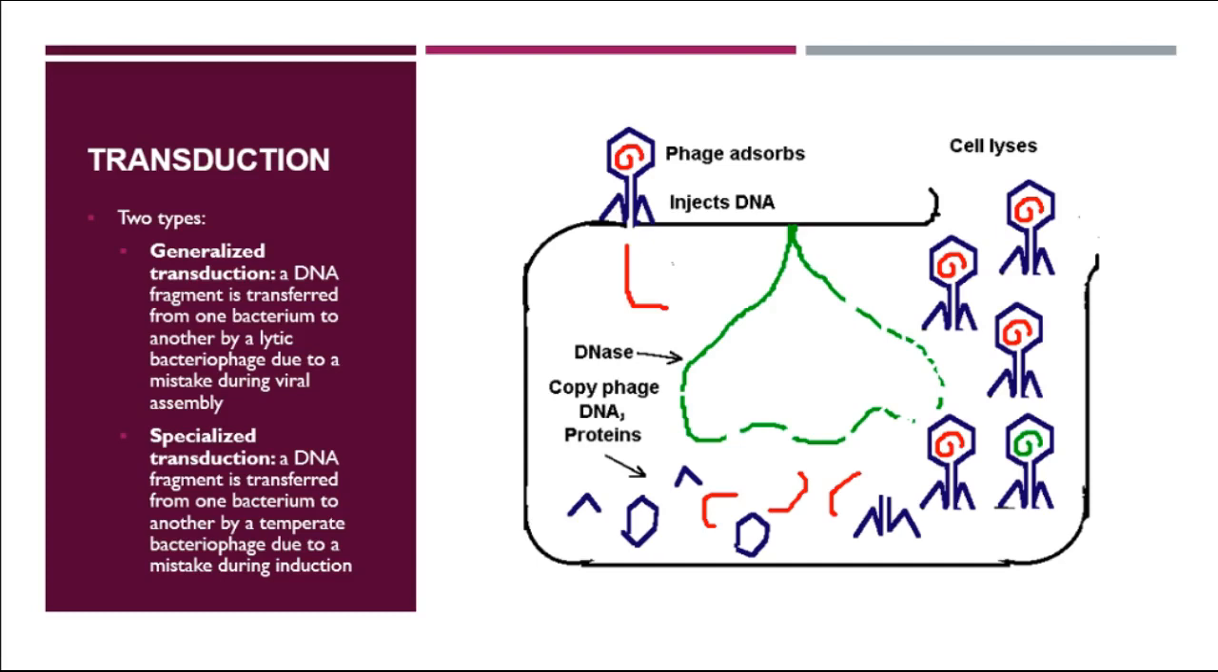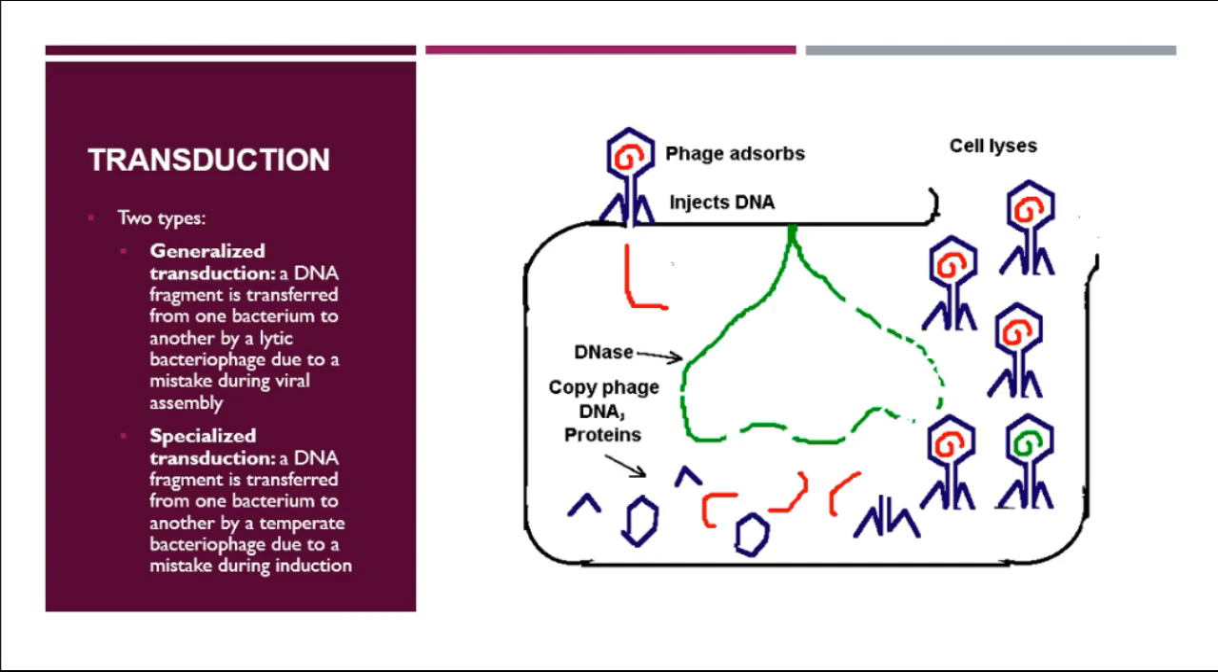So that's generalized transduction. Specialized transduction occurs when a DNA fragment is transferred from one bacterium to another by a temperate bacteriophage due to a mistake during induction. So remember, a temperate bacteriophage is a bacteriophage that infects a bacterium but can either go through the lytic cycle or, on more occasions, it becomes dormant and it incorporates its DNA into the chromosome of the bacterium, and it remains dormant for months or years.